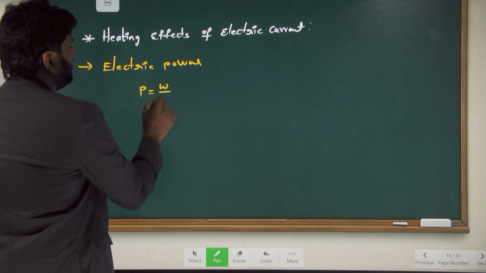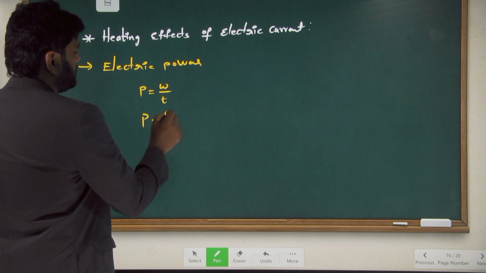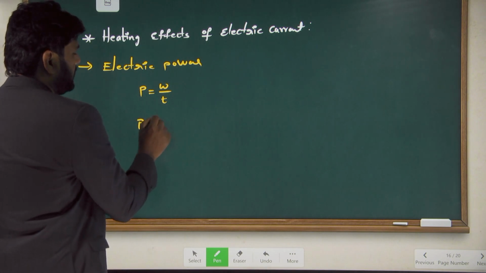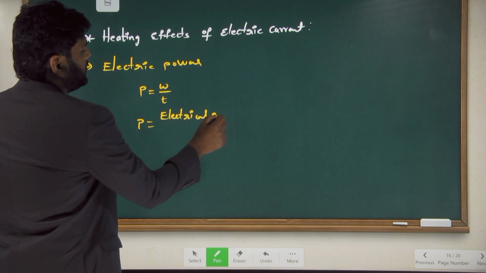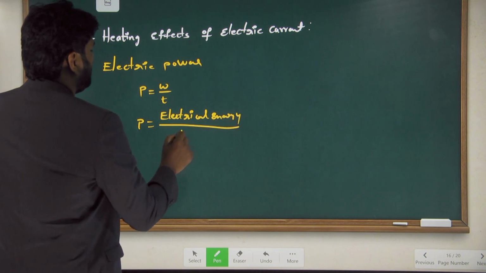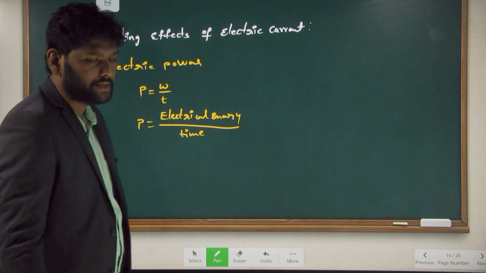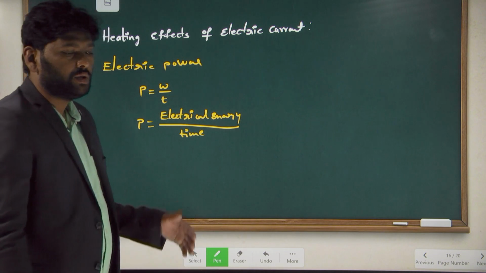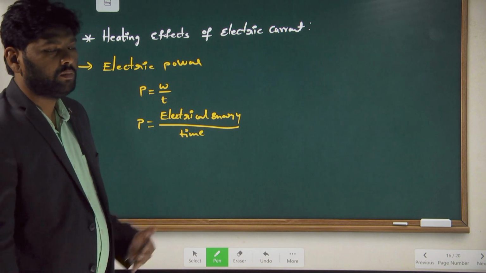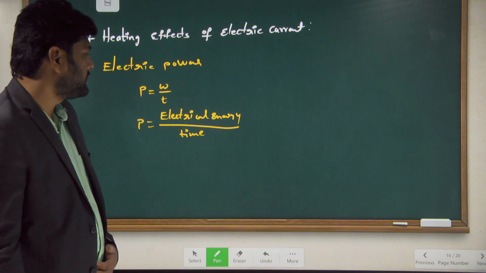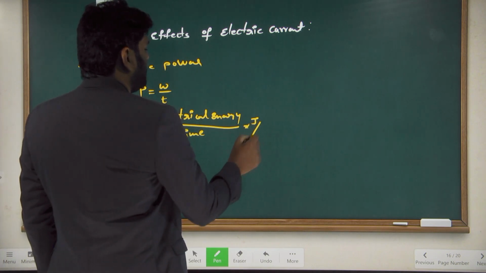Power is called work done per unit time, or electrical energy per unit time. Both give the same meaning. Understand the definition of power? But what are the units for power? Generally the energy units are joule per second.